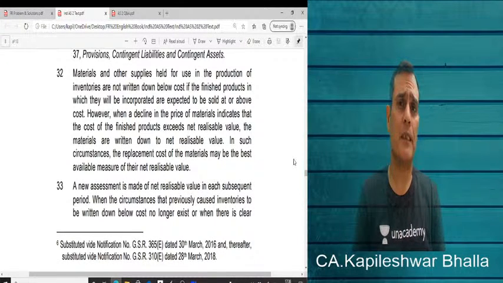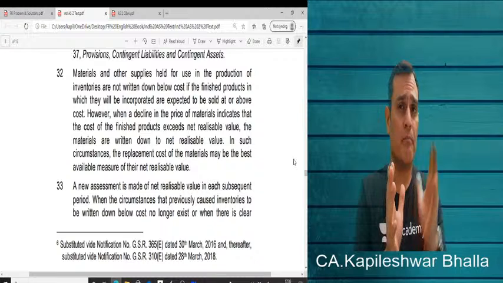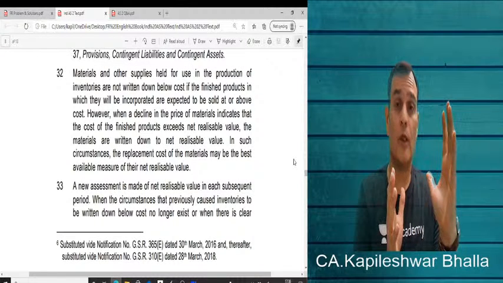So I can put it in a crux. If the finished goods are measured at a cost, the raw material is also taken at cost.